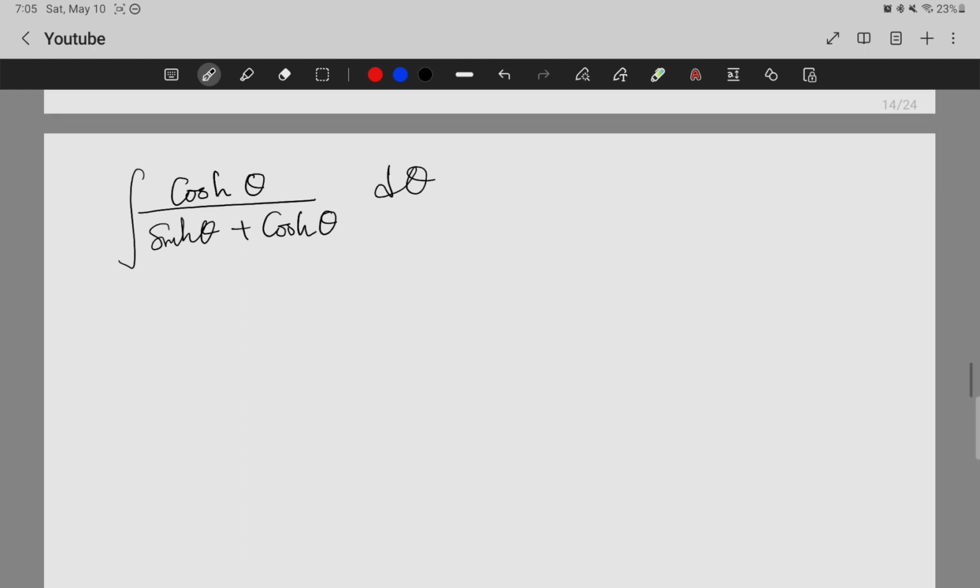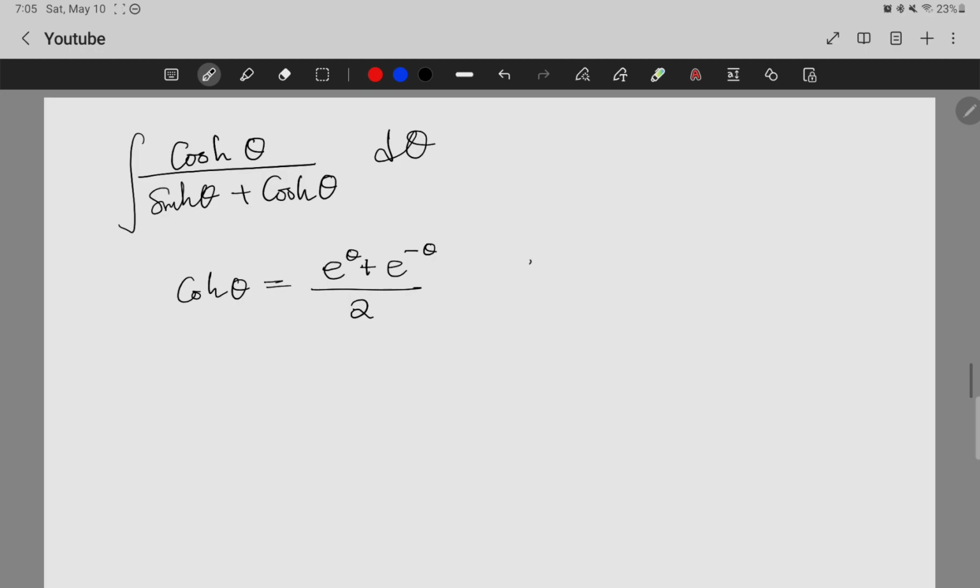So to integrate this, in my approach, I decide to relate these to what they are in terms of exponents. We know that cosh theta is equal to e to the theta plus e to the minus theta, all over 2. And if you are dealing with hyperbolic sine, this will be equal to e to the theta, but now you have minus e to the minus theta over 2. When I perform the substitution, what do I get?